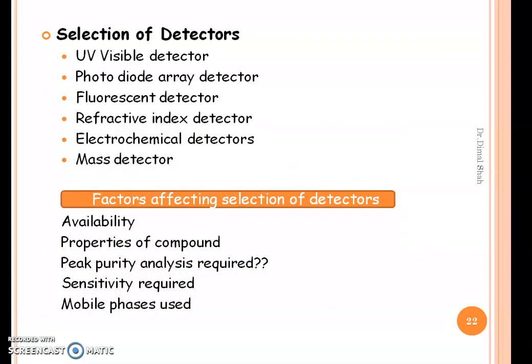The detectors are also an important part of this process. The normally used detectors are UV visible detector, photodiode array detector, fluorescent detector, refractive index detector, electrochemical detector and mass detector, and these are the factors affecting selection of detectors.